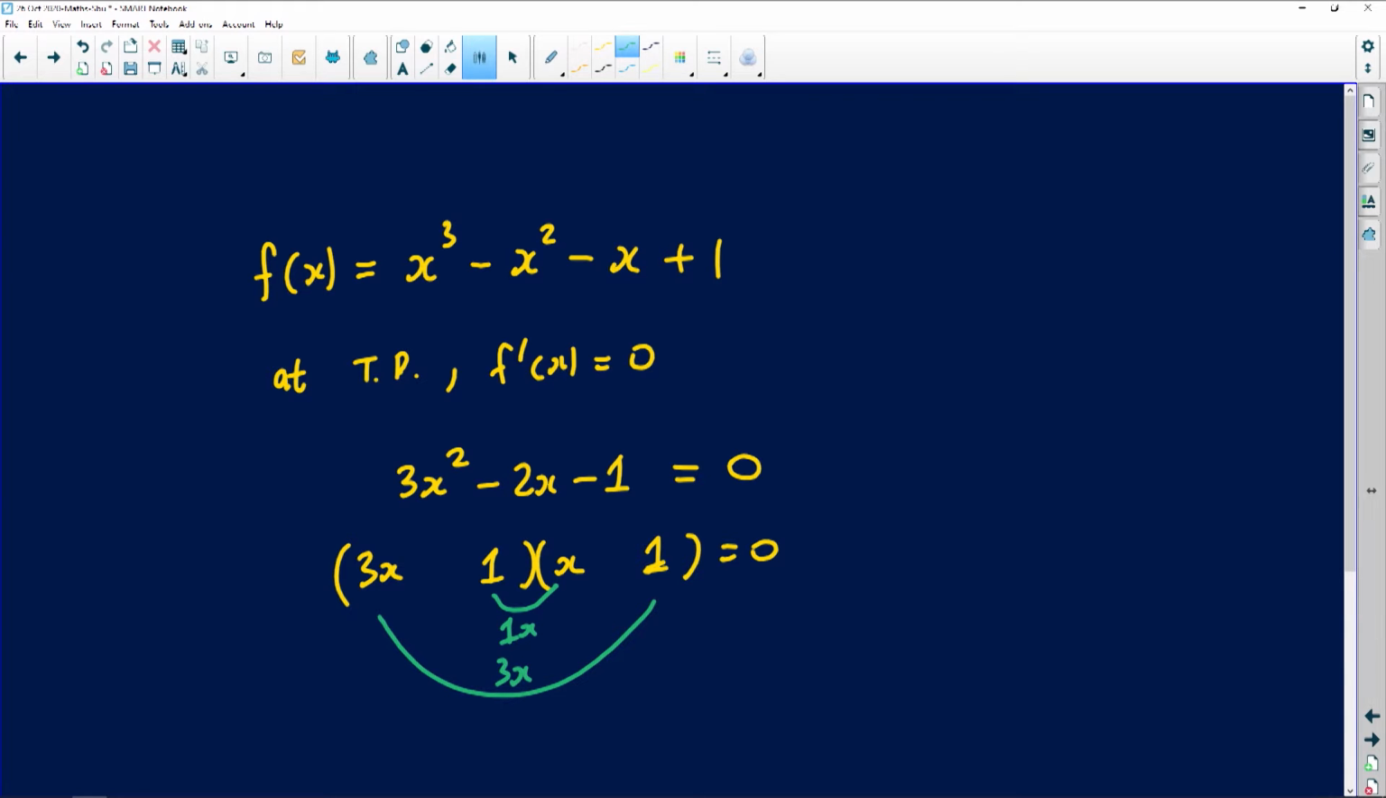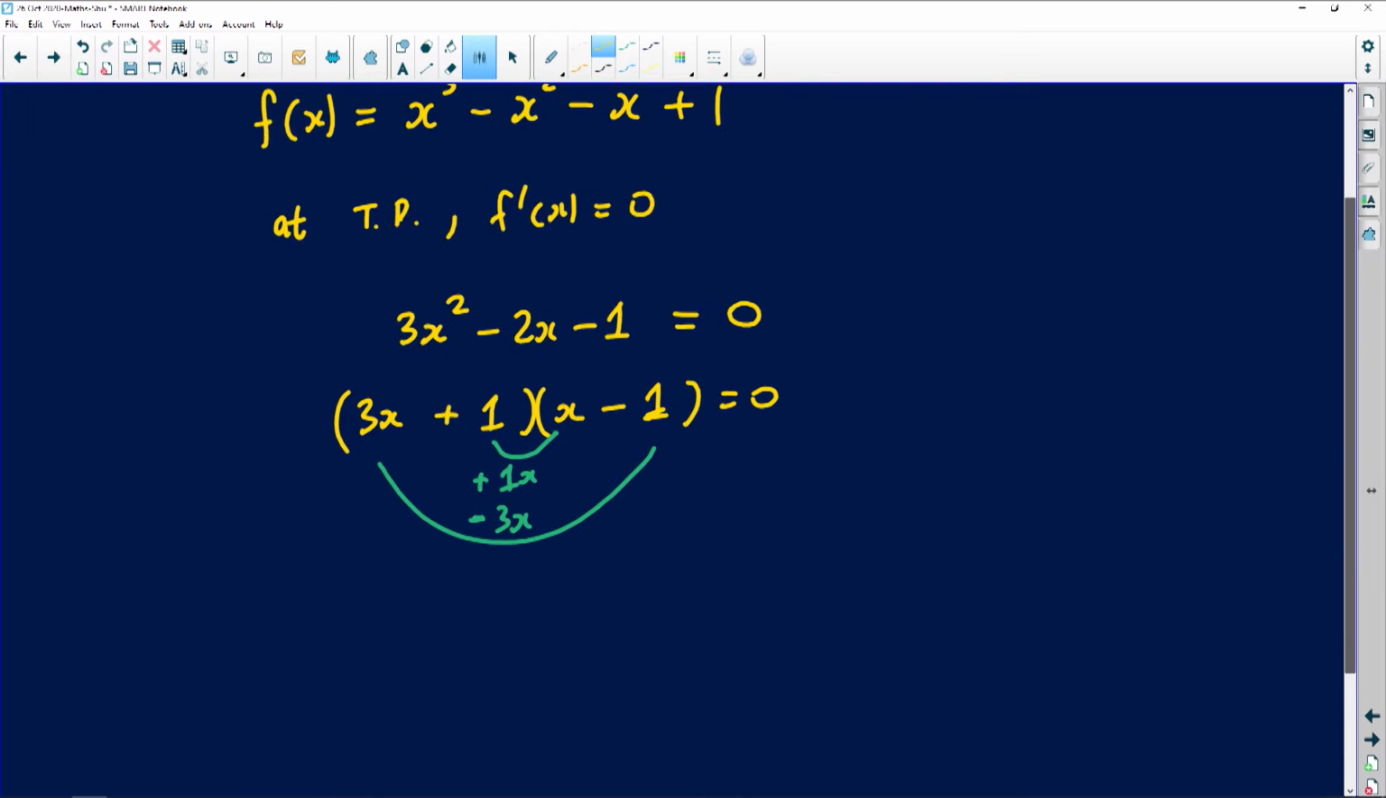So the bigger product must take the sign of the middle term. The bigger product is 3x. So that's going to be negative because 2 is negative. Which means this one will have to be positive. That means when I multiply 1 and x, I must get a positive product, so this must be positive. When I multiply 3 and 1, I must get a negative product, so this needs to be negative. Very important for you to keep that in mind. Very, very important. So using the zero factor law, you can clearly see that x is negative 1 over 3, or x is equal to 1.